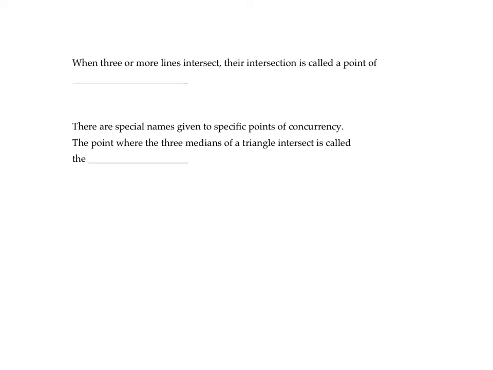So when something like this happens in a triangle, when we have three or more lines that intersect, their intersection is called a point of concurrency. So it's spelled C-O-N-C-U-R-R-E-N-C-Y, concurrency. Concurrent means happening at the same time, so point of concurrency is where the lines all intersect. So when we have points of concurrency, they're often given a special name. In the case of the medians, where the three medians meet in a triangle, it's called the centroid.